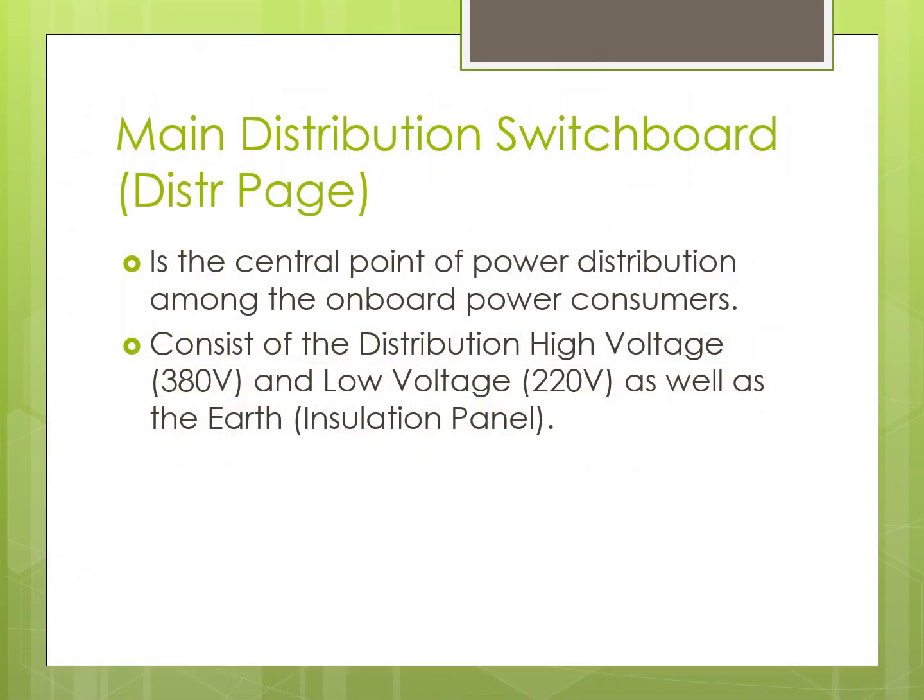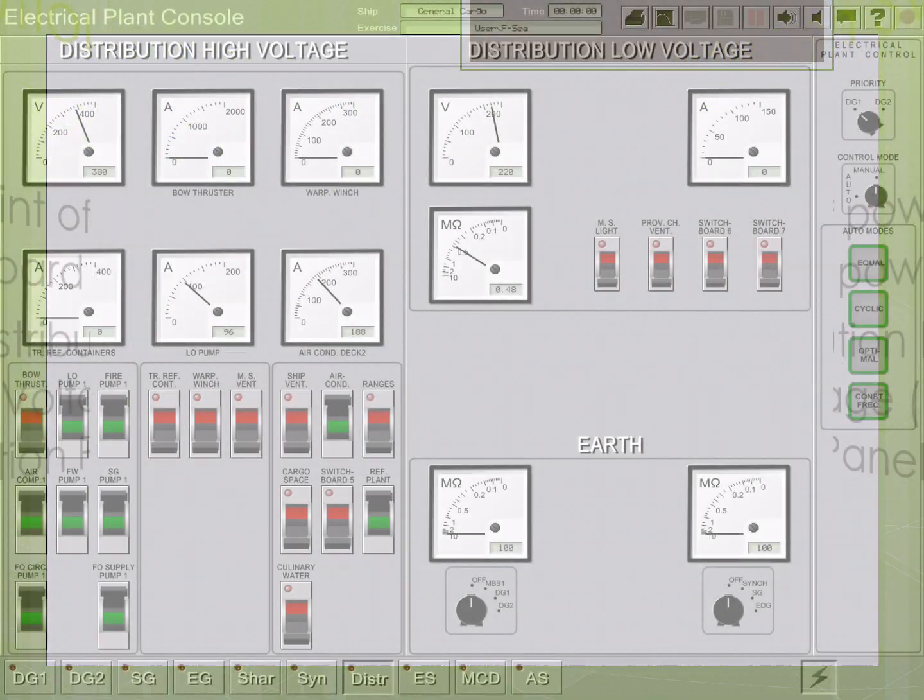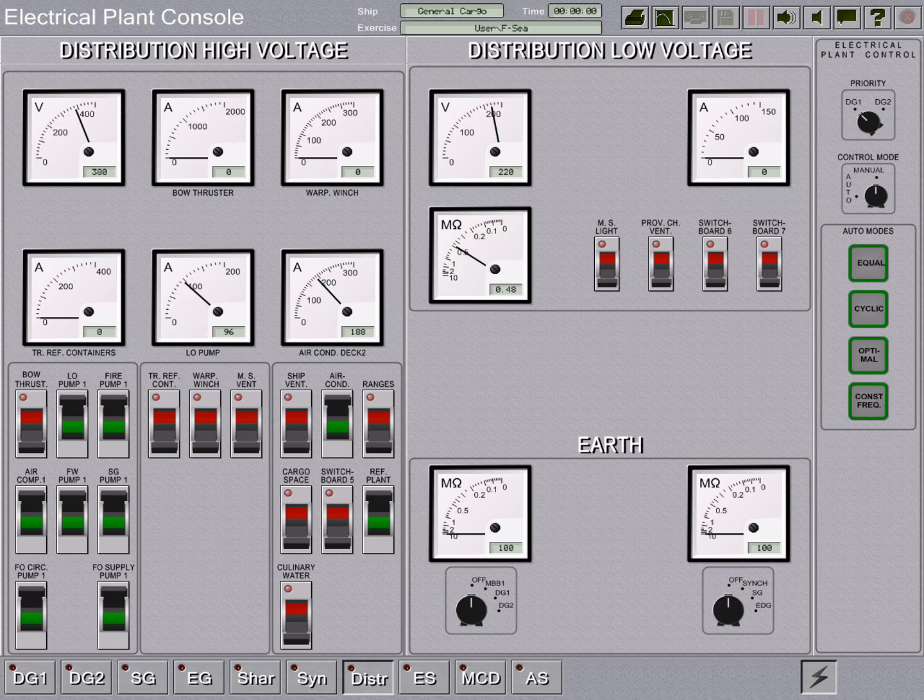Main Distribution Switchboard is the central point of power distribution among the onboard power consumers. Consists of the distribution high voltage, 380 volts, and low voltage, 220 volts, as well as the earth insulation panel. Main Distribution Switchboard, DISTA page.